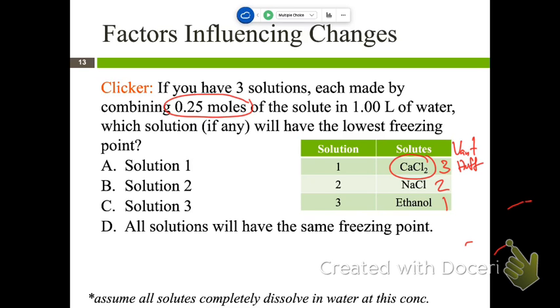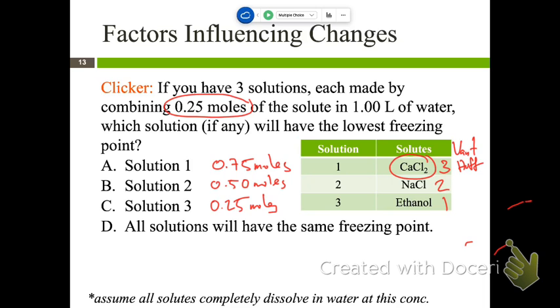Any molecular compound, anything that does not have ionic bonds, has a Van Hoff factor of 1. Which is why ethylene glycol has a Van Hoff factor of 1, because it's only carbon, hydrogen, oxygen bonds. There are no ionic bonds in that molecule, so the Van Hoff factor is 1. So really what we're saying is that solution 1 ends up with 0.75 moles of particles in solution. Solution 2 has 0.50 moles of particles in solution, and solution 3 is only 0.25 moles of particles in solution.